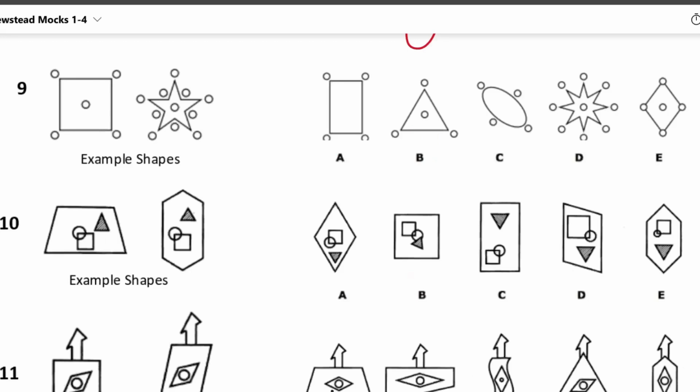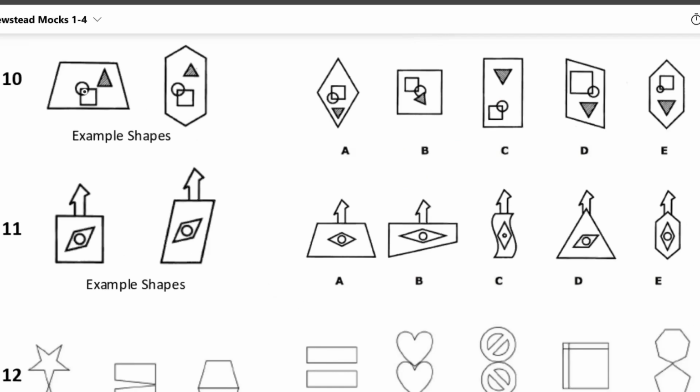We need to have a circle, we're on question number 9, in the middle. So we can cross out C, cross out A. We need to have them never touching on these vertices, so we can cross out E. We also need to have them at every single vertex. This counts as a vertex, and if we don't have a circle there, then it won't work. If we don't have a circle over here, then it won't work. The only one that is right is B.